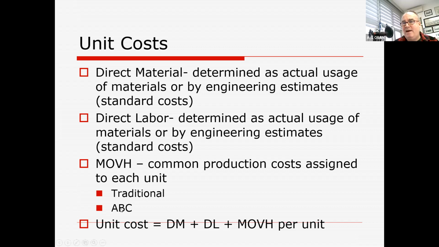But in today's factories, especially with automation and new technologies, direct labor hours may not be linked to what's actually driving the costs. And so we're going to show how ABC, or activity-based costing, may provide much better estimates of the unit costs of production. But typically, we will say unit costs are made up of direct materials, direct labor, plus manufacturing overhead per unit assigned to that particular production.